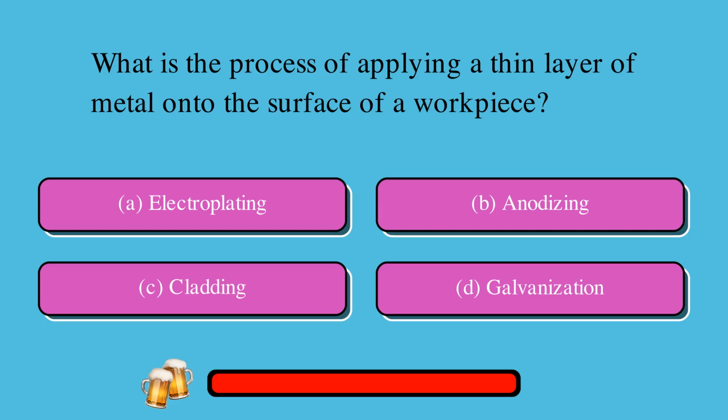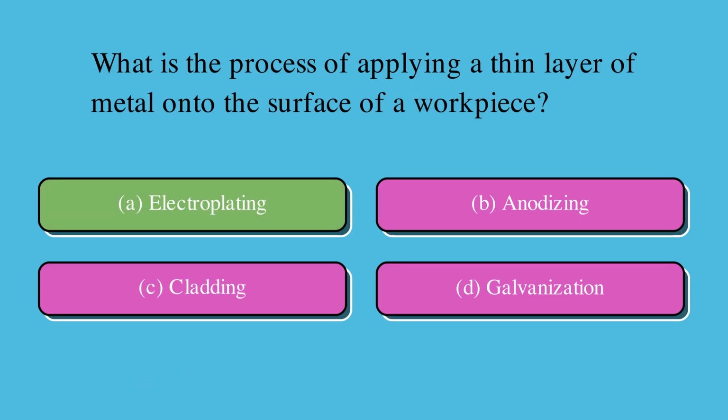What is the process of applying a thin layer of metal onto the surface of a workpiece? Is it A. Electroplating, or B. Anodizing, or C. Cladding, or D. Galvanization? Please choose the correct option. The correct answer is A. Electroplating.